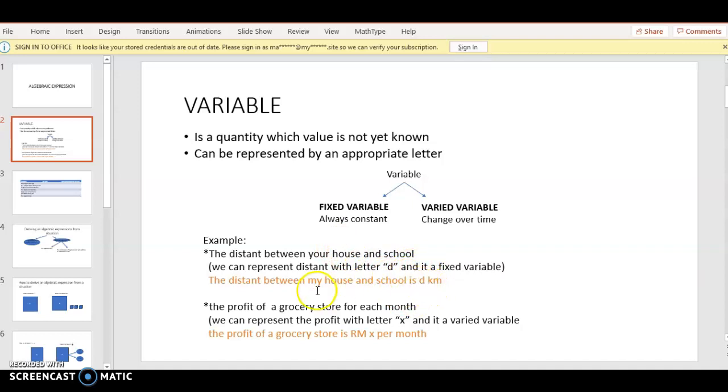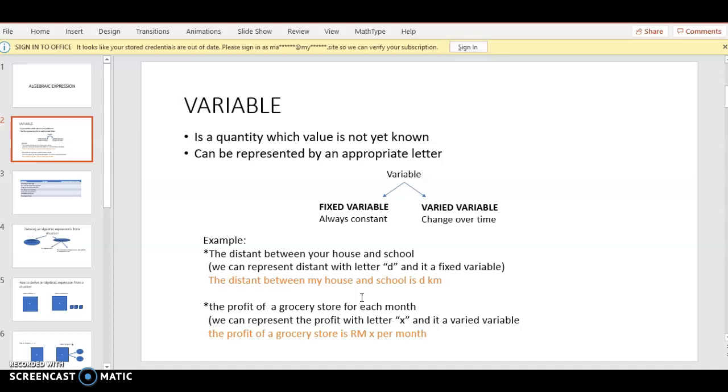The second example that we can see is the profit of a grocery store for each month. The profit of a grocery store is usually not fixed. Sometimes, if someone sells something, for example today they only sell one pencil, another day they might sell four pencils. So the profit of a grocery store is not fixed. We can represent the profit here with the letter X, and it's a varied variable.